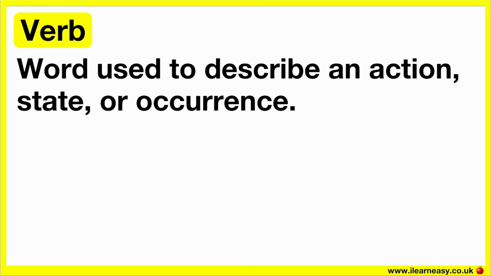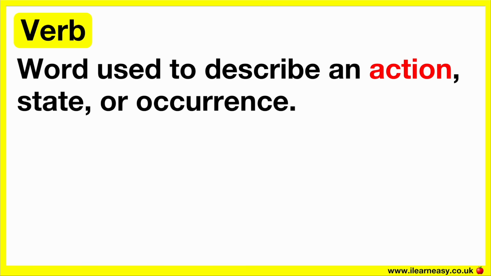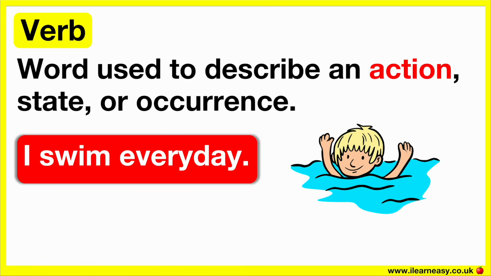A verb is a word that is used to describe an action, state, or occurrence. When describing an action, we can think of it as a doing word. For example, the dog jumps over the box. The verb in this example is jumps because it's used to describe the action that the dog does. I swim every day. The verb in this sentence is swim because it's used to describe the action that I do.